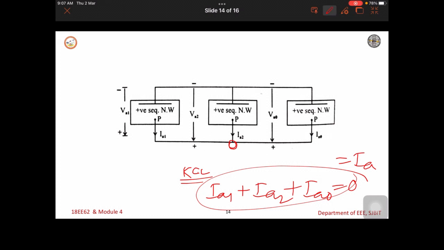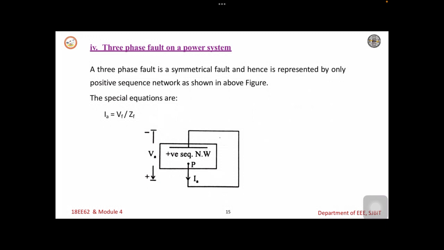Next we will consider the 3-phase fault on a power system. A 3-phase fault is nothing but a symmetrical fault. The fault current is the same in all the 3 lines, and the fault current value is IA equal to VF divided by ZF. This is just like a positive sequence network. Normal power system analysis, how we do it, the same lines we can use to find the fault current for a 3-phase fault. With this I will be ending the video.